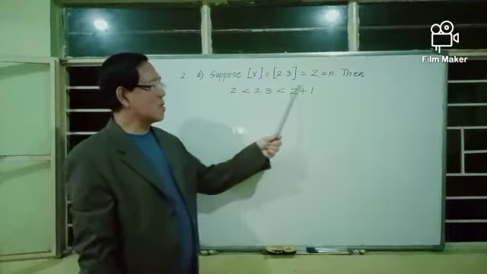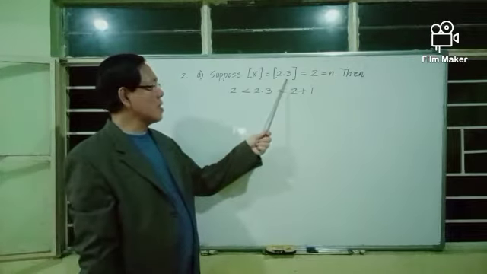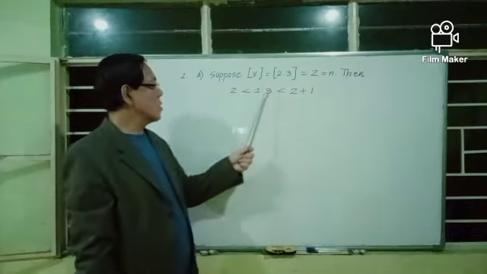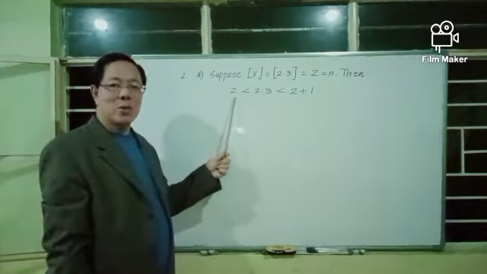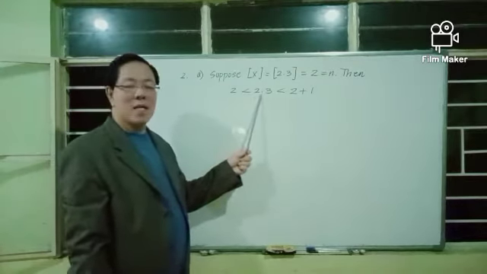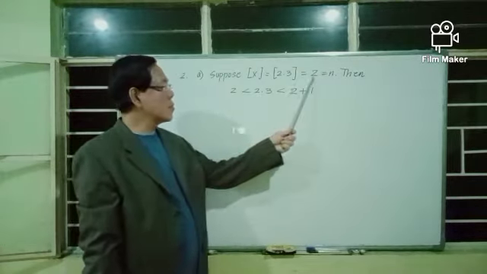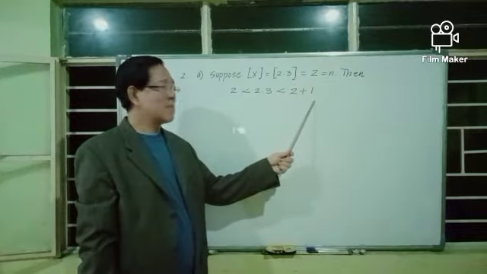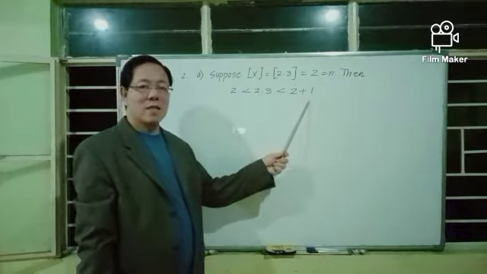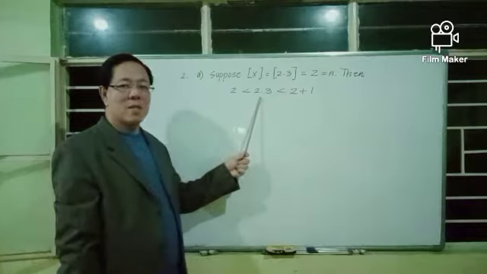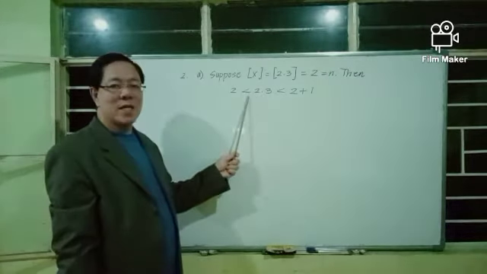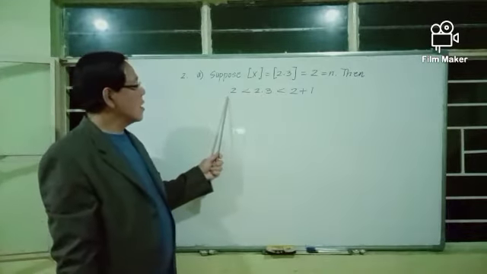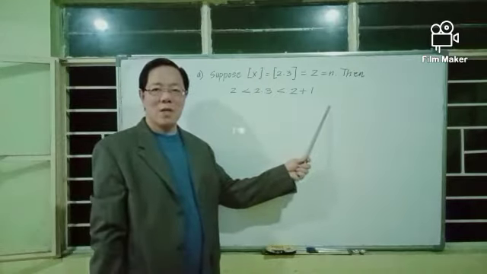Then it is clear that 2.3 is greater than 2, but 2.3 is less than 2 plus 1. 2 plus 1 is 3, and 3 is greater than 2.3, but 2.3 is greater than 2. And we generalize this result.